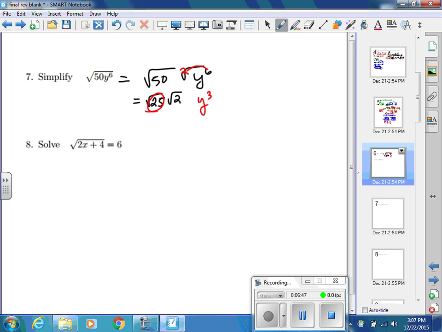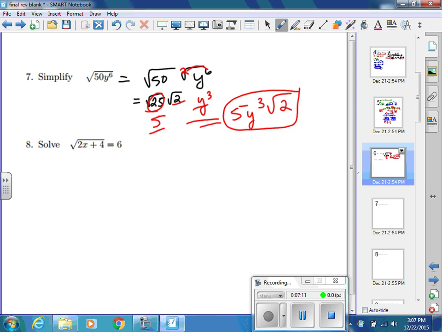Now the square root of 25 is 5. So this comes out as 5. I have 2 things that came out perfectly. There is no square root of 2. It's just, what you see there, square root of 2. So I'm going to put together the things that are out of the radicals, the 5 and the y to the 3rd, and take the thing that is in the radical still, the square root of 2. This is my answer. Okay.